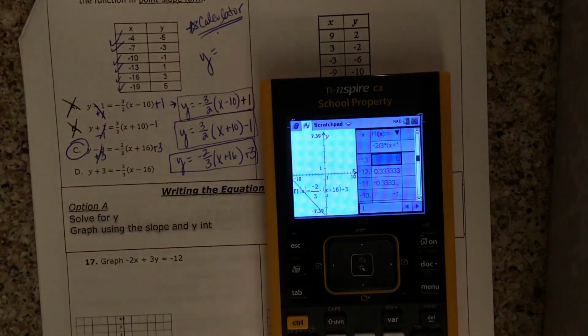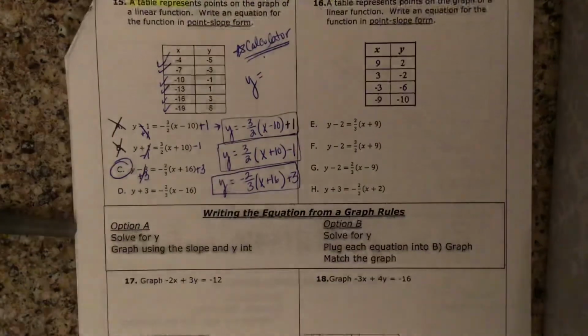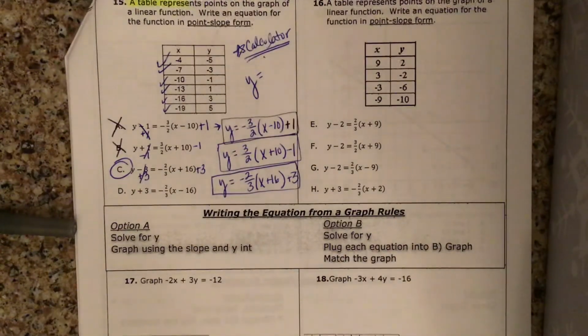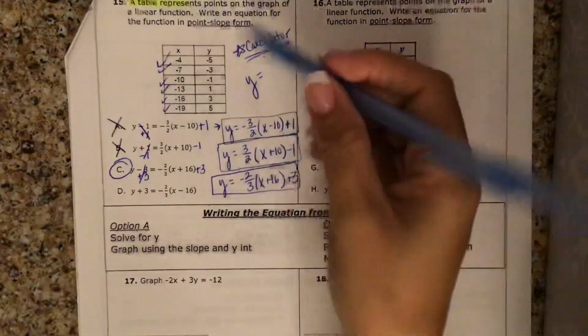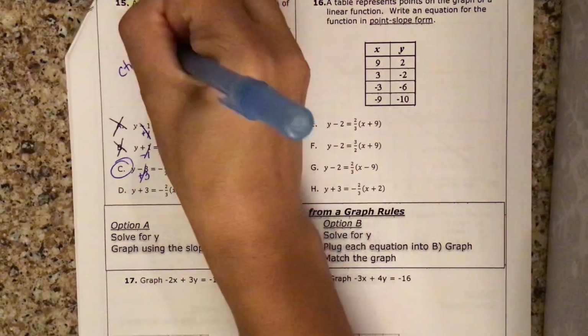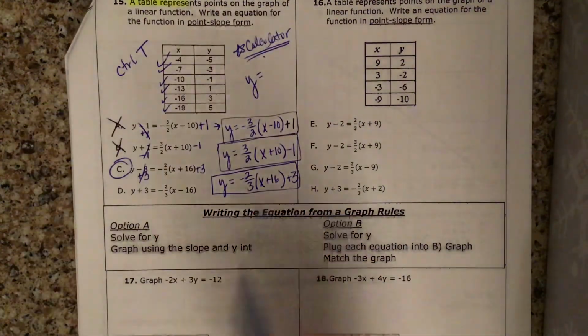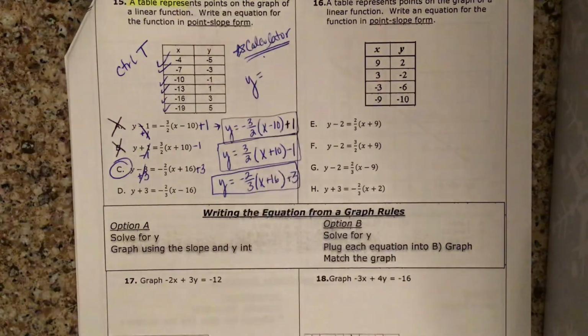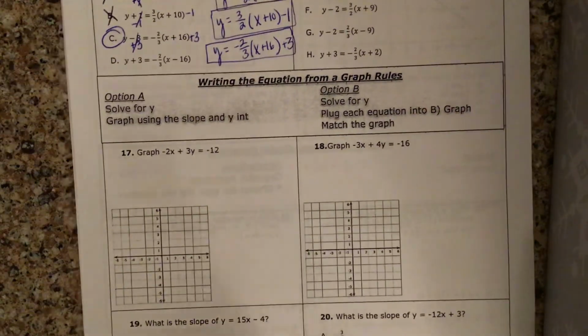Correct answer is C. Okay, so what we had to do is anytime you have a y equals in a table, you have to plug it into your calculator and press Control T. That allows you to look at the table that goes with each of these graphs. So let's move on to the next piece. The next part says writing the equation.